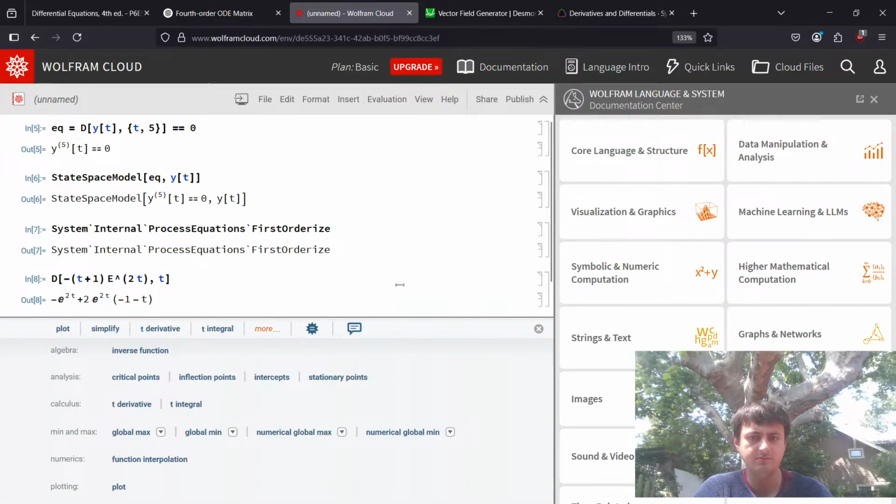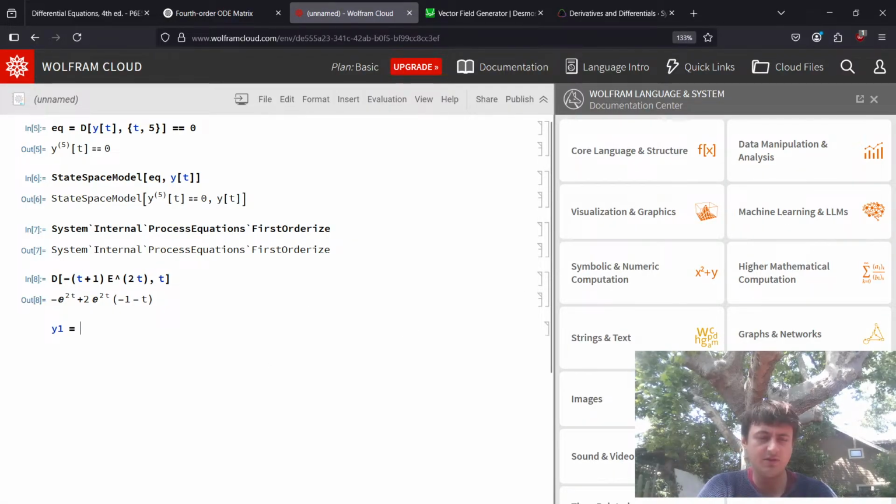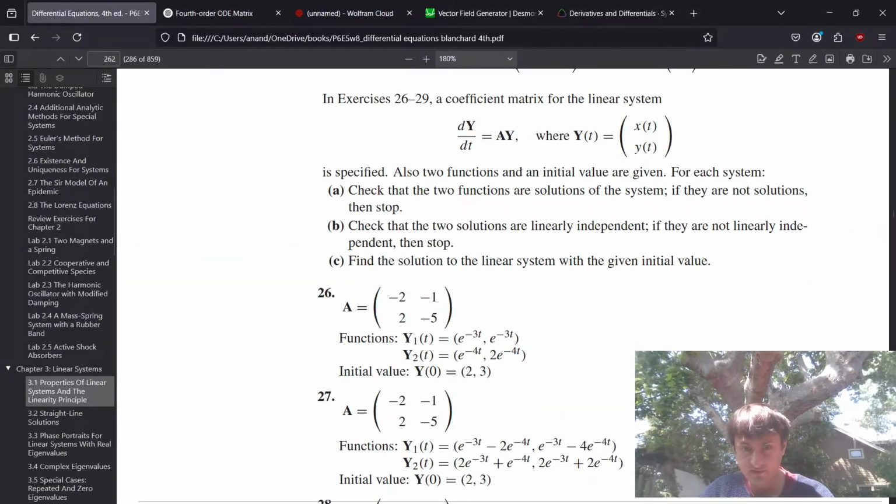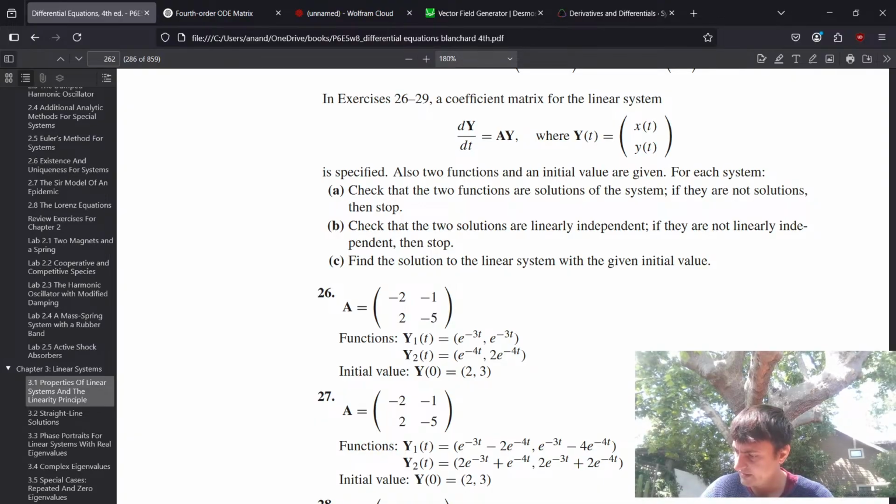Okay, so we have y1 is equal to, let me just write it down on paper and then I'll do it. So for 26, we have y1 of t is equal to e to the minus 3t, e to the minus 3t. Okay, A is equal to minus 2, minus 1, 2, minus 5, and y2 is equal to e to the minus 4t, 2e to the minus 4t. All right.